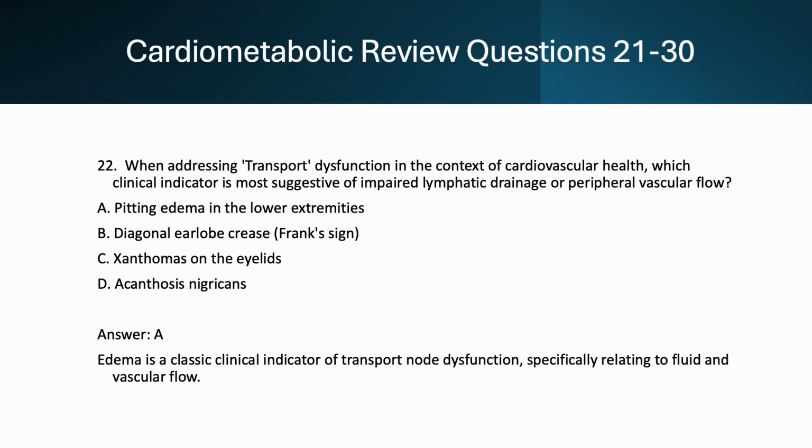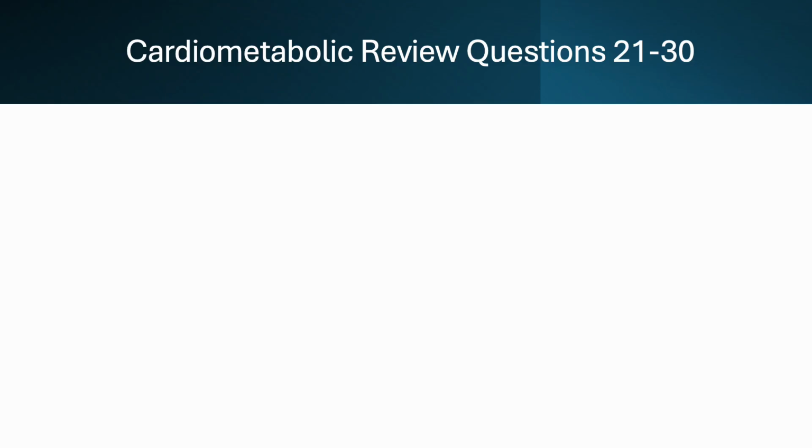C is incorrect because xanthomas indicate lipid metabolism abnormalities, usually related to dyslipidemia. D is incorrect because acanthosis nigricans is a marker of metabolic dysfunction and hyperinsulinemia. So overall, the correct answer is A, pitting edema in the lower extremities.